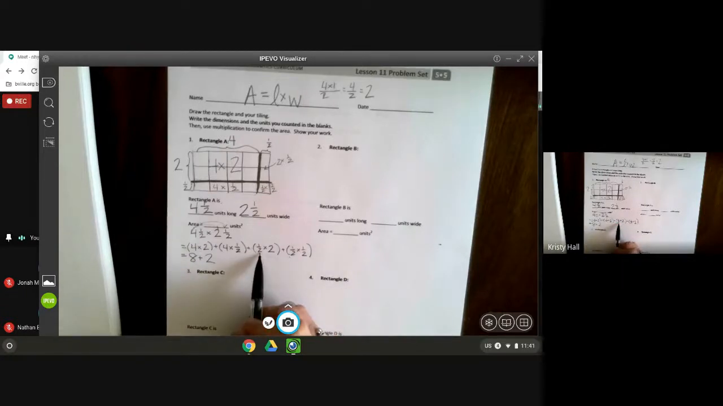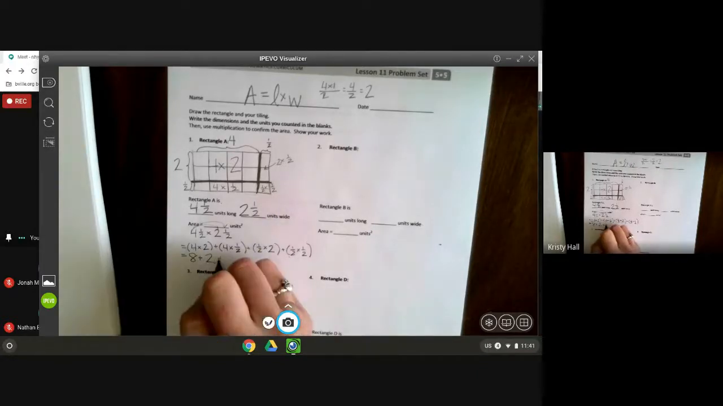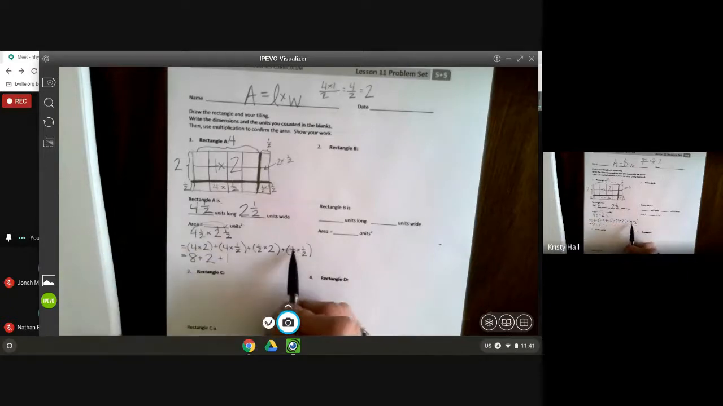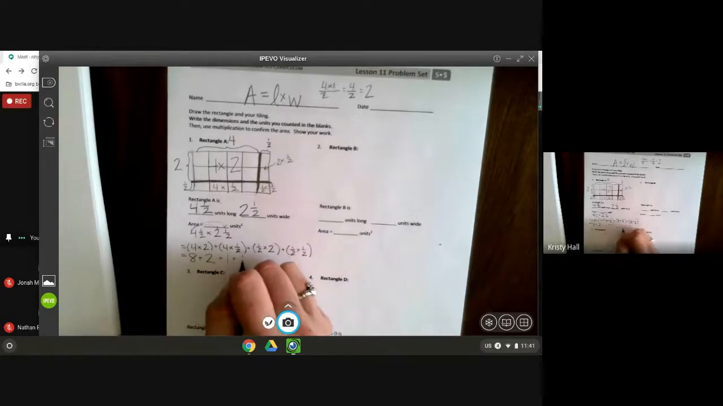Okay, next I have 1/2 times 2. So that would be 1 times 2 over 2. So 2 over 2, that's equal to 1 whole. And then 1/2 times 1/2. So 1 times 1 is 1. 2 times 2 is 4.